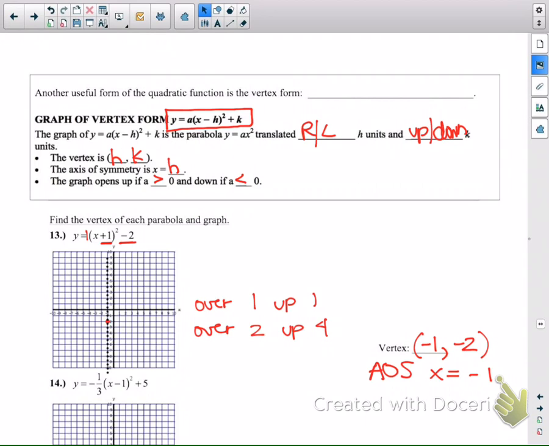Not at all. So from my vertex, over 1, up 1, draw a dot, over 1, up 1 the other way, draw a dot, over 2, up 4, draw a dot, over 2, up 4, draw a dot. Always counting from your vertex.